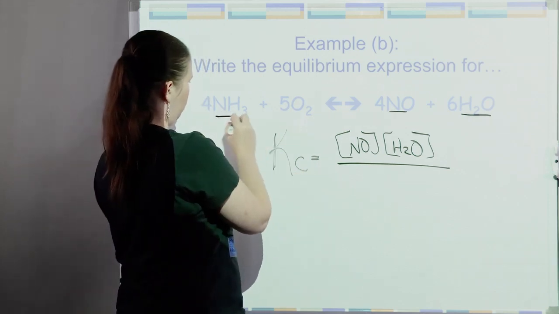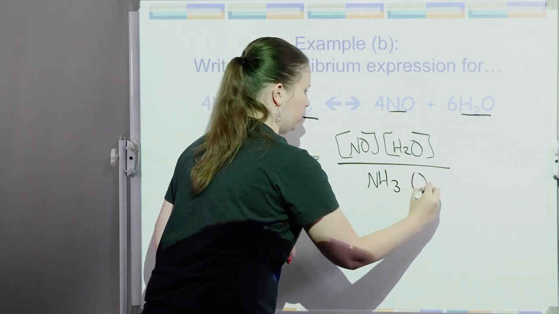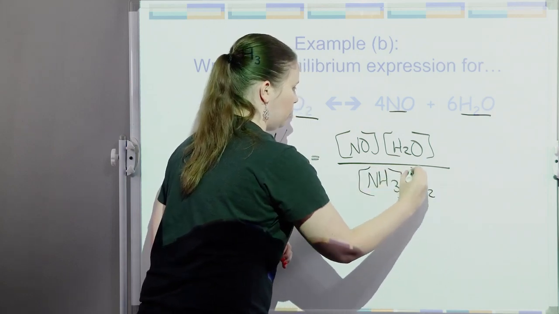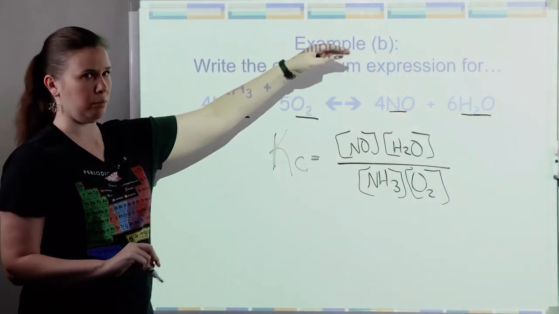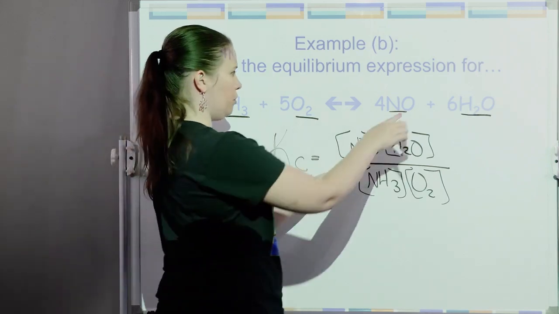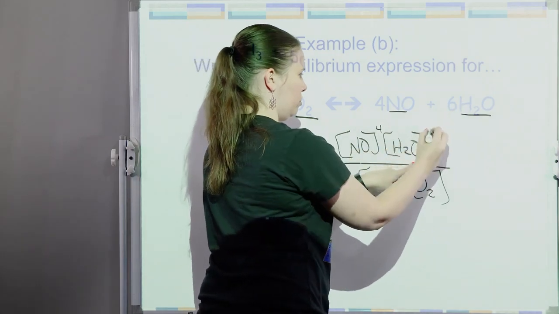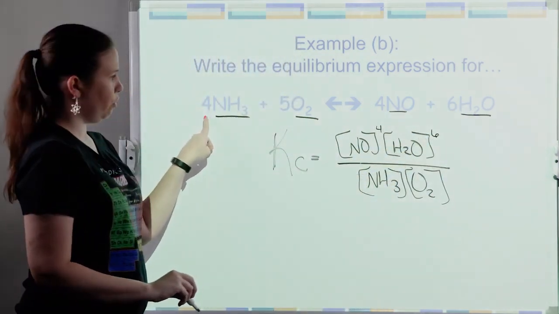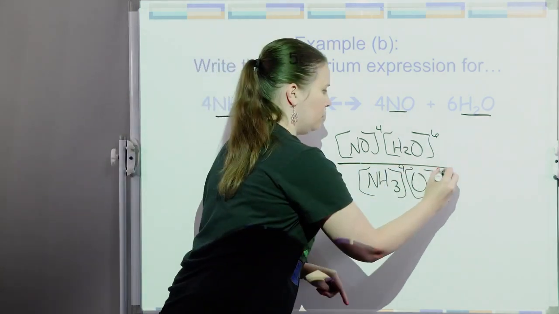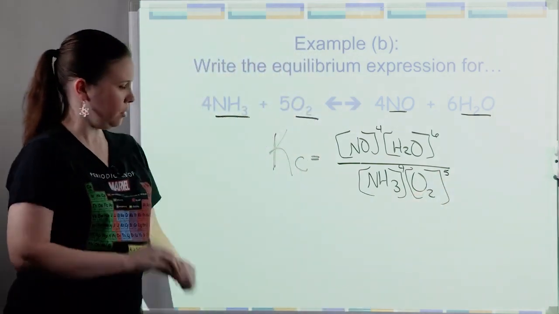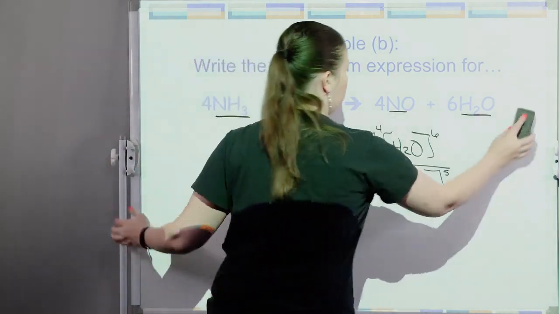Then I want my reactants on the bottom, the ammonia, NH3, and my oxygen gas, O2, each in its own bracket. Now I want to input the coefficients as the exponents. The coefficient for NO is 4, so I would put NO to the 4th. 6 waters, so raising H2O to the 6th. There are 4 ammonias, so that's going to be my exponent for ammonia. And there are 5 oxygens, so I will have 5 as the exponent for oxygen. So just taking the coefficients, putting them in as the exponents after you write product over reactant.